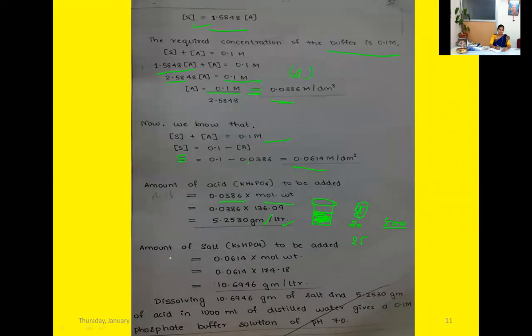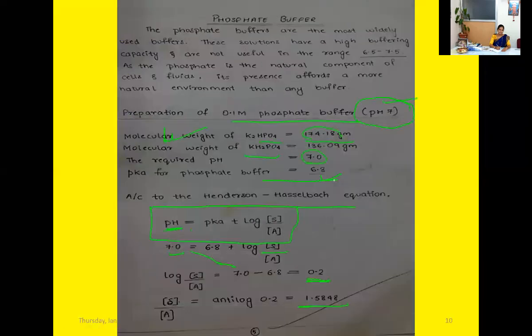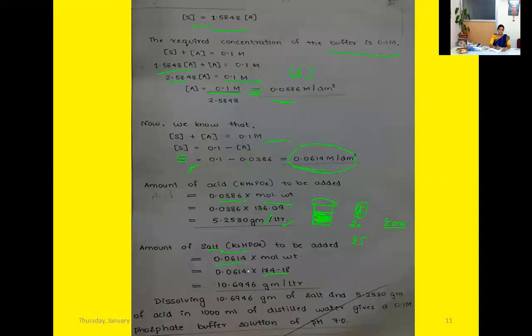Then let us go to the amount of salt, that is K2HPO4, to be added. How much do you need to add? Let's do the calculation. It's a salt, right? Salt multiplied with the respective salt molecular weight. Here 0.0614 is the salt, so you write 0.0614 into the molecular weight of K2HPO4, that is 174.18. You already wrote it in the beginning. 174.18 grams.